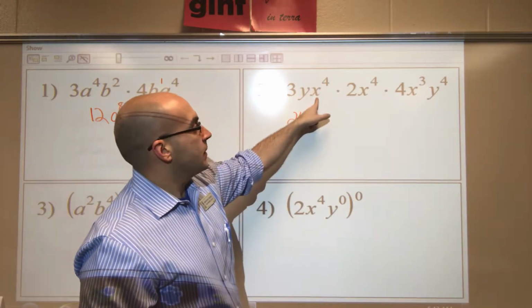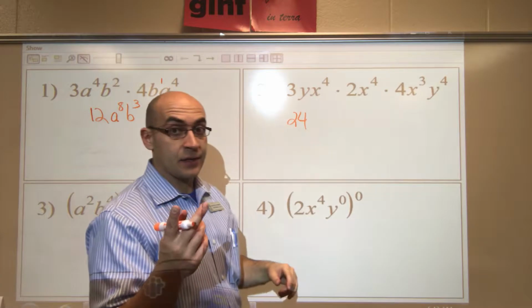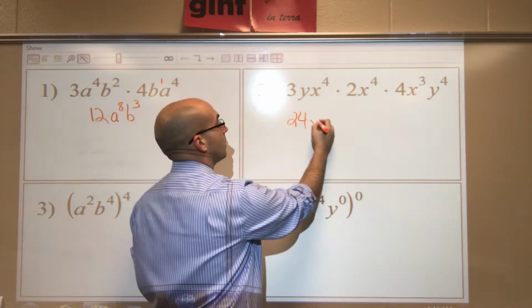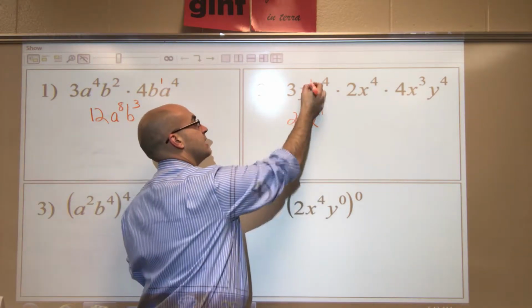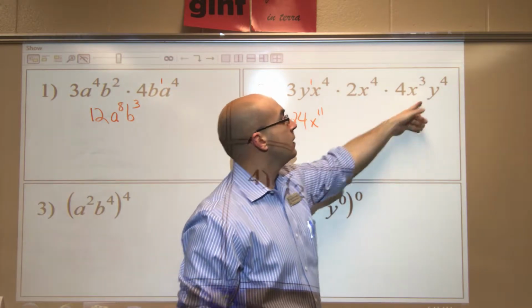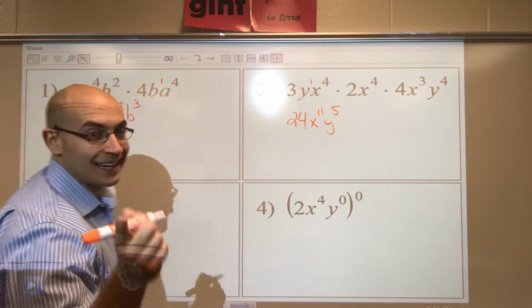There are 4 x's here. There are 4 x's there, and there are 3 there. So I'm adding those exponent numbers together. 4 plus 4 is 8, and 8 plus 3 is 11. There are a total of 11 x's. For the y's, remember, if it doesn't say an exponent, that's just 1. So there's 1 there, there's not even a y there, and there's 4 there, which means I have 5 total y's. My final answer there, hopefully you got that, okay?